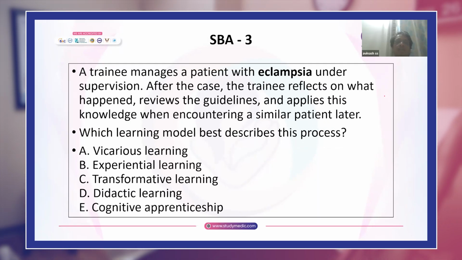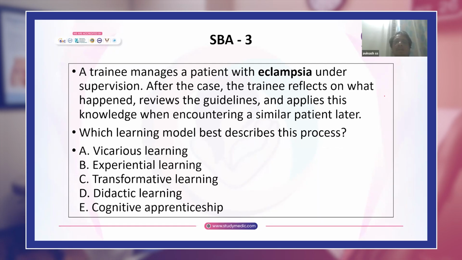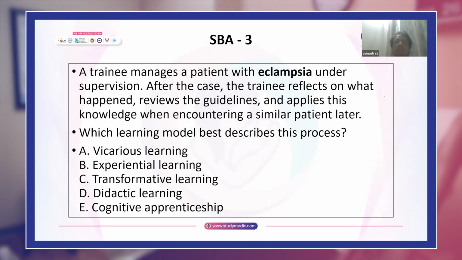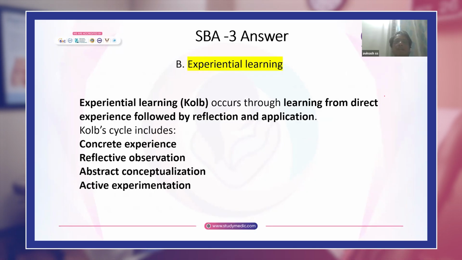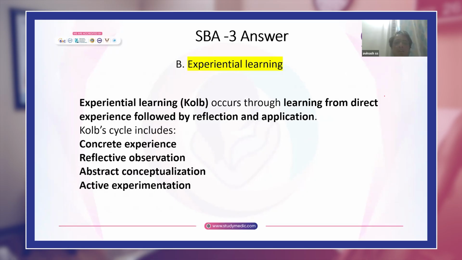Another SBA: a trainee manages a patient with eclampsia under supervision. After the case, the trainee reflects on what happened, how he managed. He goes back and reviews the guidelines, and later applies this knowledge when he encounters a similar patient. Which learning model best describes this process? Here, the trainee is learning from their own experience. So this learning model is experiential learning, in which learning occurs from direct experience, followed by reflection and applying the learning from the reflection to the next situation when it arrives.